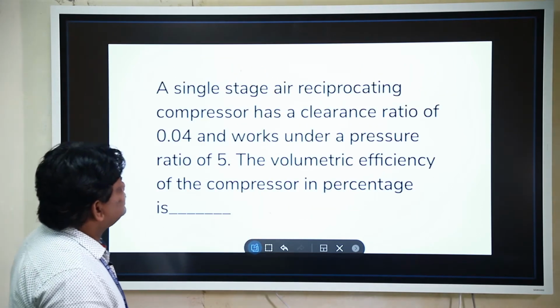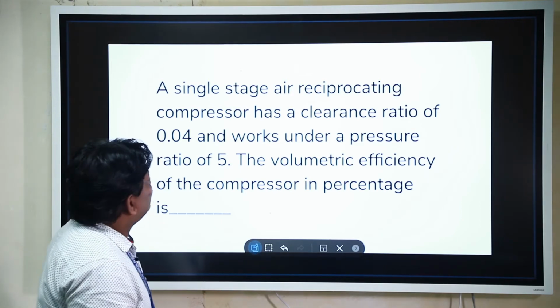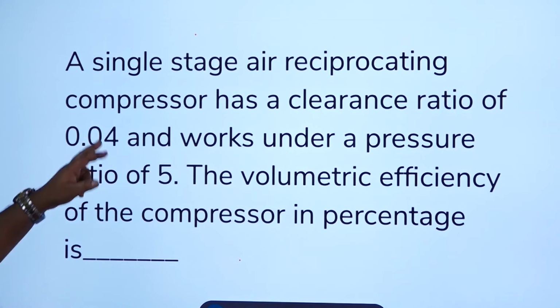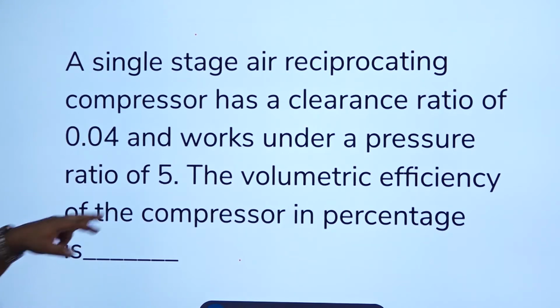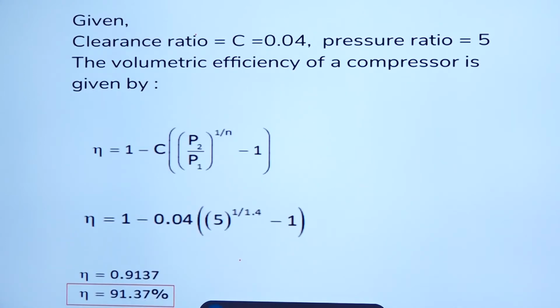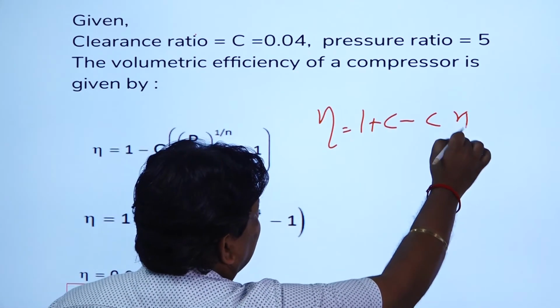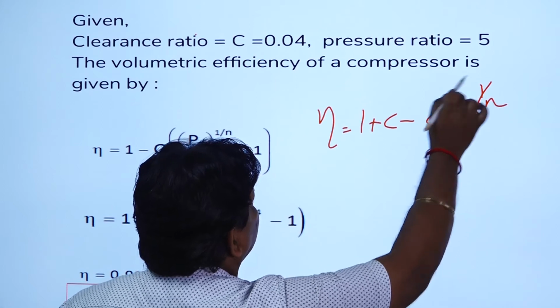Next one is a single stage air reciprocating compressor. The clearance ratio C is given to you as 0.04, and it works under a pressure ratio of 5. Find the volumetric efficiency of the compressor in percentage. So you have to use the formula: eta is equal to 1 plus C minus C into Rp whole power 1 by N.